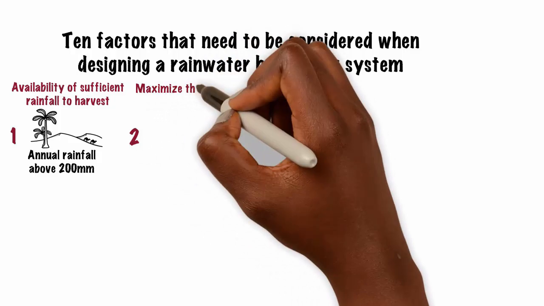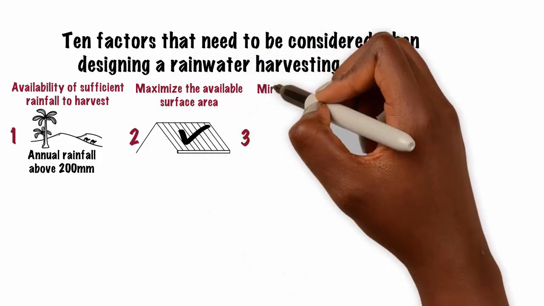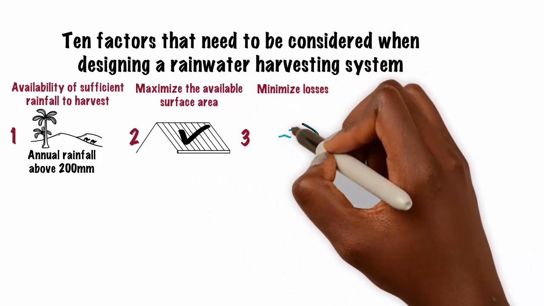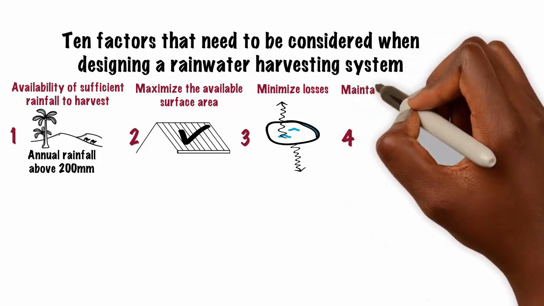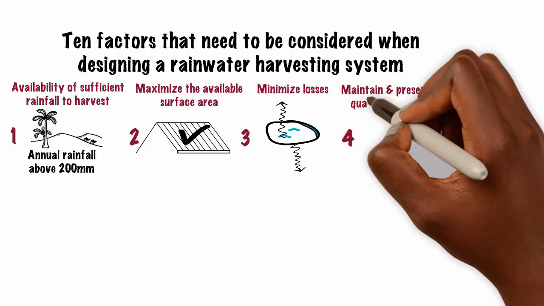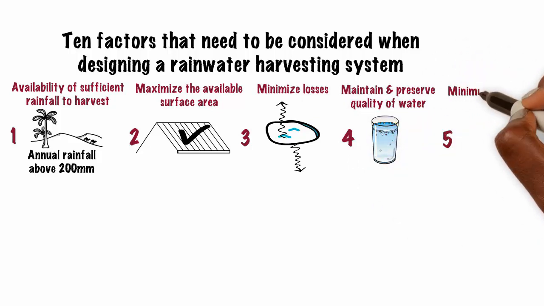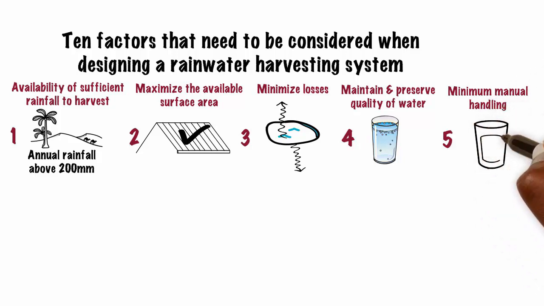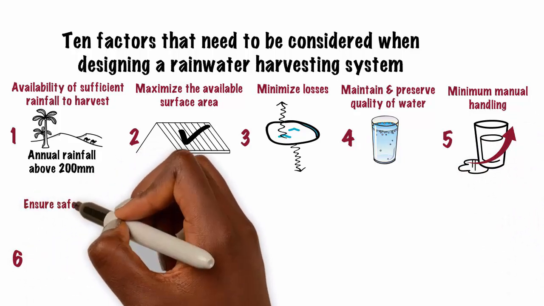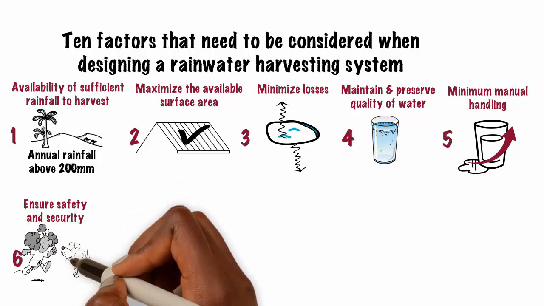2. The system should maximize the available surface area for collecting rainfall. 3. The system should minimize losses, especially seepage and evaporation. 4. The system should be able to maintain and preserve quality of water for intended use. 5. There should be minimum manual handling of the water to avoid contamination as well as increase efficient use of the water. 6. The system should be able to ensure safety and security for both human beings and animals.